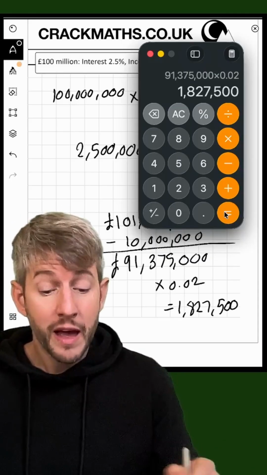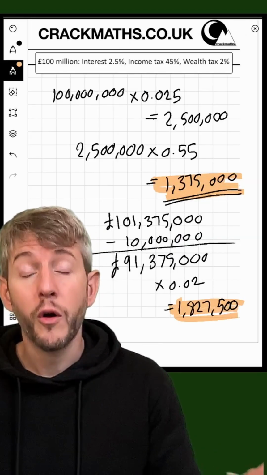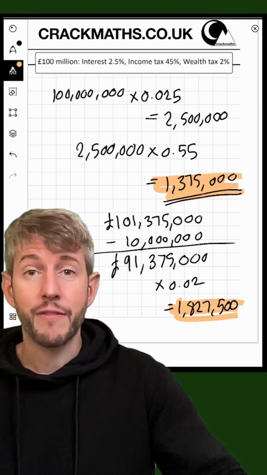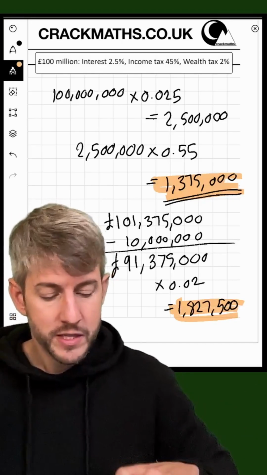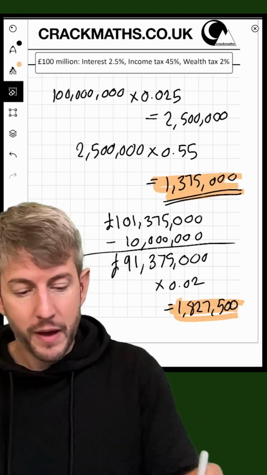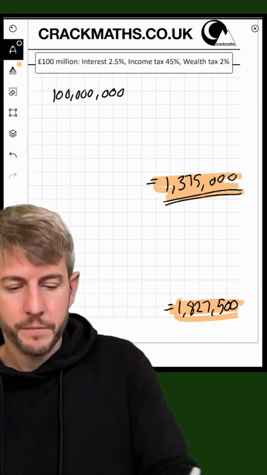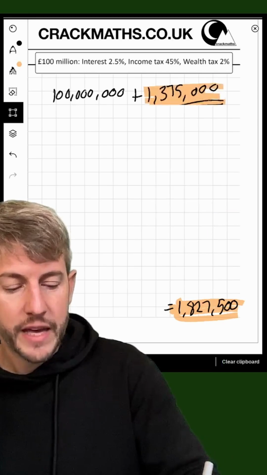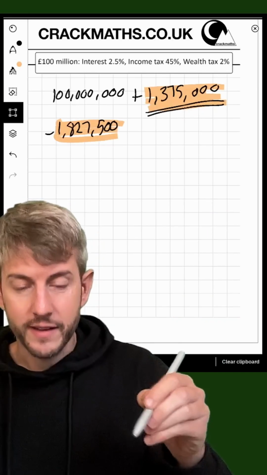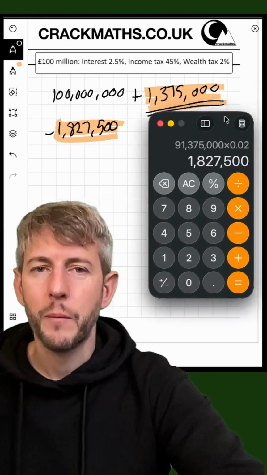Okay, so this person's wealth tax is going to be £1,827,500. Okay, so what I can see here is that if you have £100 million, your wealth tax will be more than your unearned earnings. So it is likely that this person is going to have a drop down from their 100 million. So let's work out what that drop down will be. So let's have a think about this. We're going to start off with their 100 million, and then we're going to add the money that we get for free, and then we're going to have to take away the wealth tax.